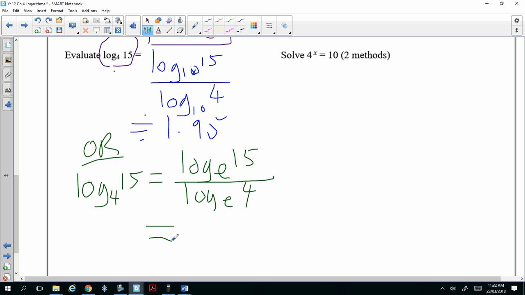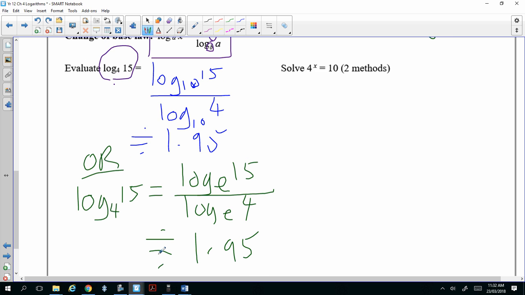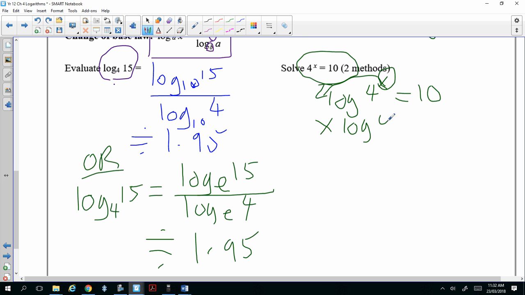So now I could actually solve this in two different ways. Let's solve it in the first way. You log both sides, like we did before. Oh, I forgot to log the other side. Log 10. And then you just go x equal to log 10 over log 4, like this, and get your answer.